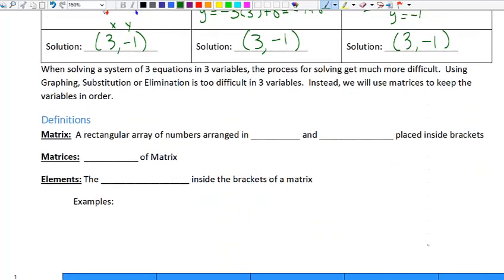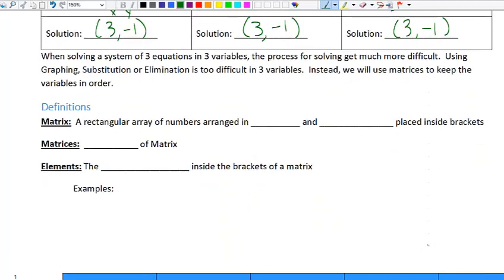Now, when solving a system of three equations in three variables, this process for solving using graphing, substitution, or elimination gets ridiculously hard. It gets so much more difficult. So using graphing, substitution, and elimination for three variables is just too difficult.